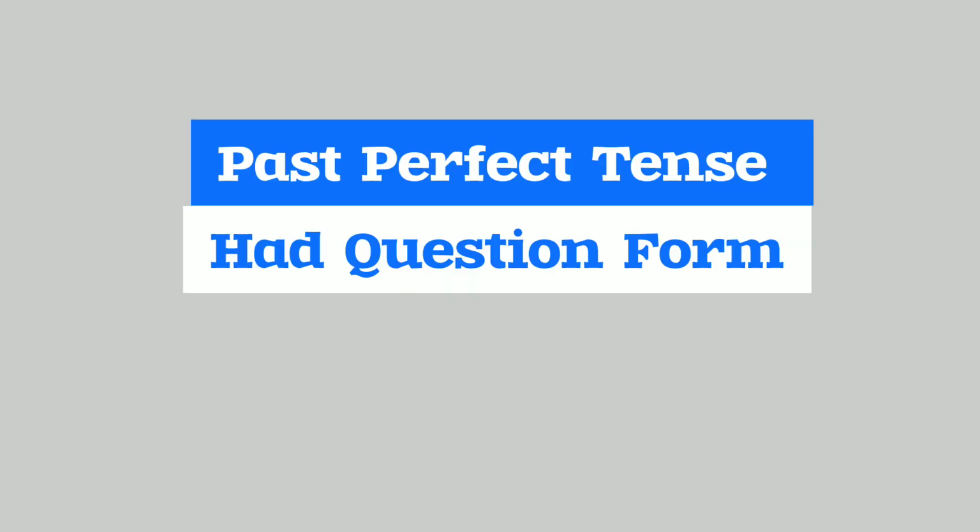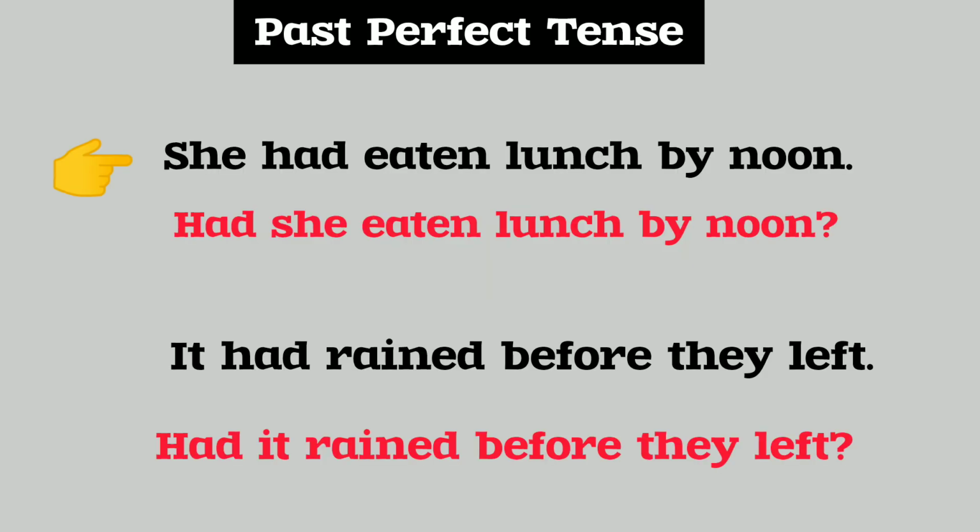Now let us take a look at a question using had in the past perfect tense. Take a look here. The first sentence says she had eaten lunch by noon. Now to turn it into a question, it is quite easy. All you have to do is change the first two words. Had she eaten lunch by noon? And the answer could be yes, she had, or no, she hadn't.